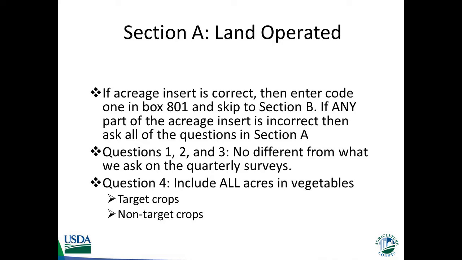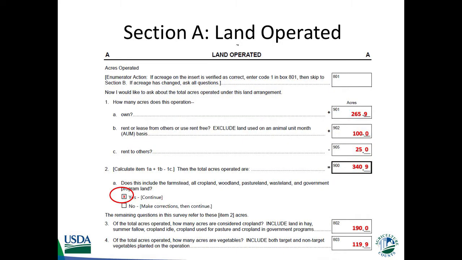The layout of the acreage questions is no different from what we currently ask on our quarterly agricultural surveys, except that acres are to be reported to the nearest tenth of an acre instead of the nearest whole acre. The only difference is in question 4, where we also ask about the total acres planted to vegetables, including both target and non-target vegetable crops. As a reminder, any double-cropped acres should only be reported once.